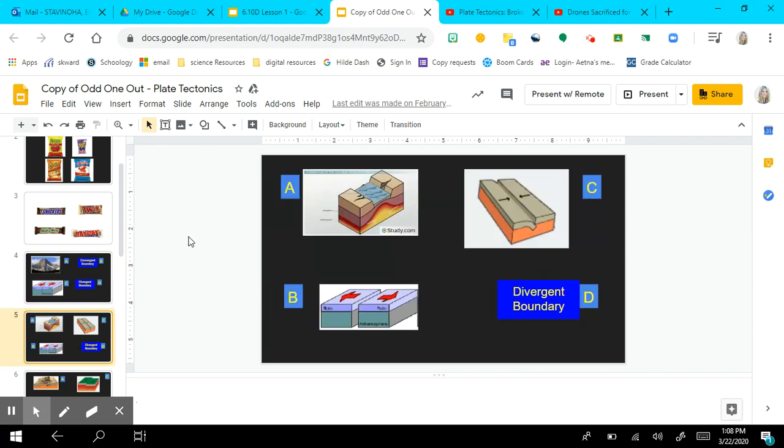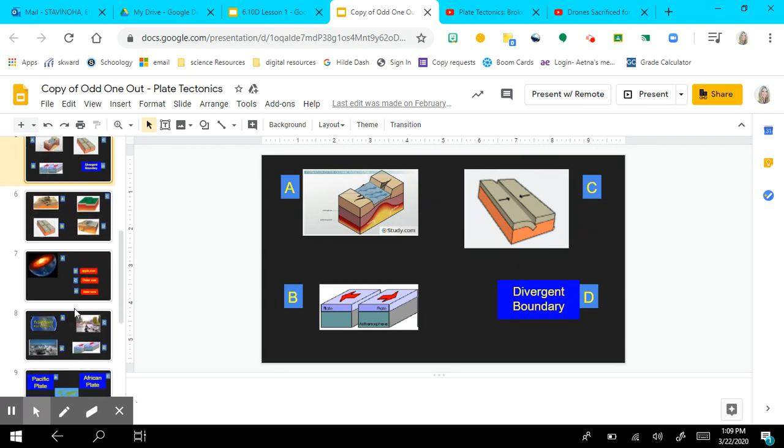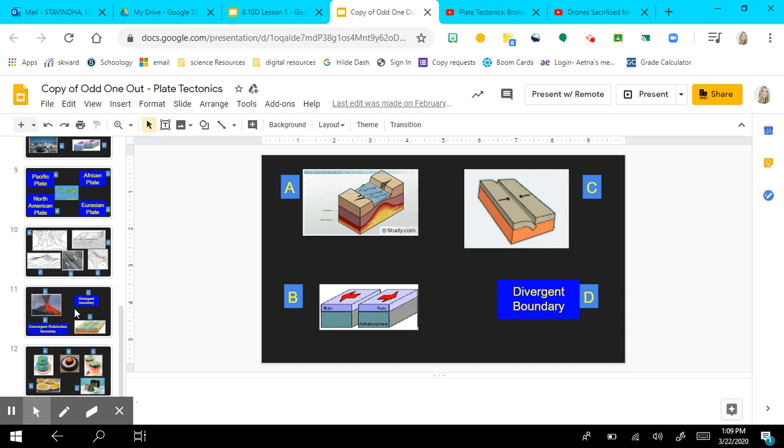Here we've got more. In A, we have water in between 2 plates with magma right below it. Which one would that be? B, we have 2 plates diverging from each other. C, we have 2 plates coming together. And D, it says divergent boundary. Which one's different from all of the other ones? For the rest of this slide deck, you're going to go through and decide which one is different from the rest of them.